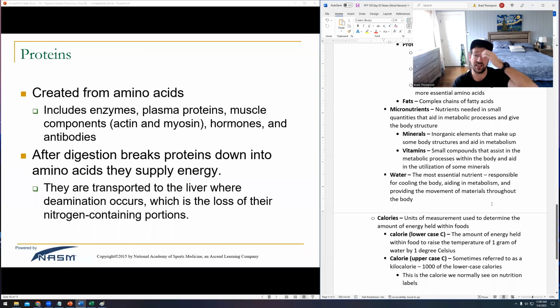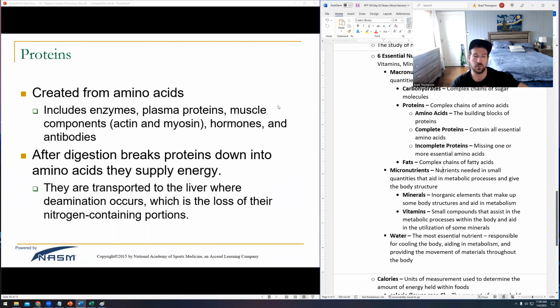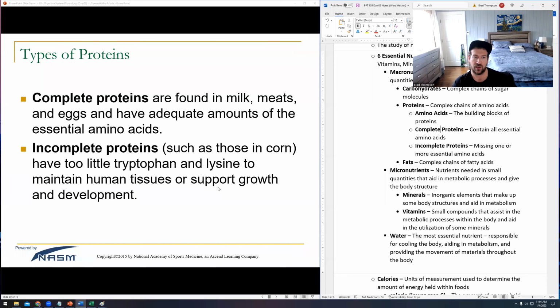Then we've also got proteins. Proteins, big complex chains of what we call amino acids. Amino acids look very similar to sugars, except that they've got a bunch of weird shapes. There are 20 of them, 20 different shapes of your amino acids, right? So that means that we have 20 different amino acids.